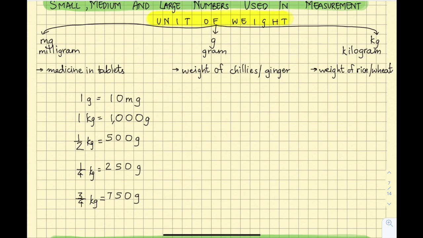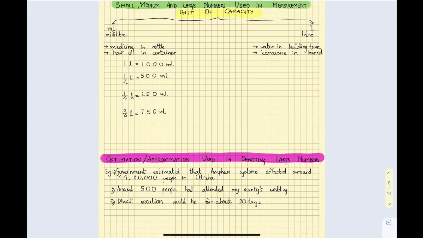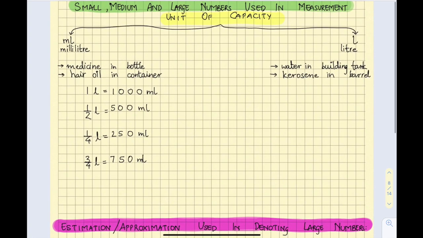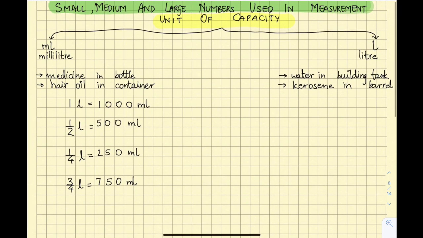Here we have 1 gram is equal to 10 milligram. So for forming 1 gram, there are 10 milligram of things. 1 kg is equal to 1000 gram. So half kg will be half of 1000, that is 500 gram. 1/4 of kg is half of half kg, that is 250 gram. 3/4 of kg is half kg plus 1/4 kg, that is equal to 500 gram plus 250 gram, which is equal to 750 gram. Now we proceed further with some more small, medium and large numbers used in measurement.